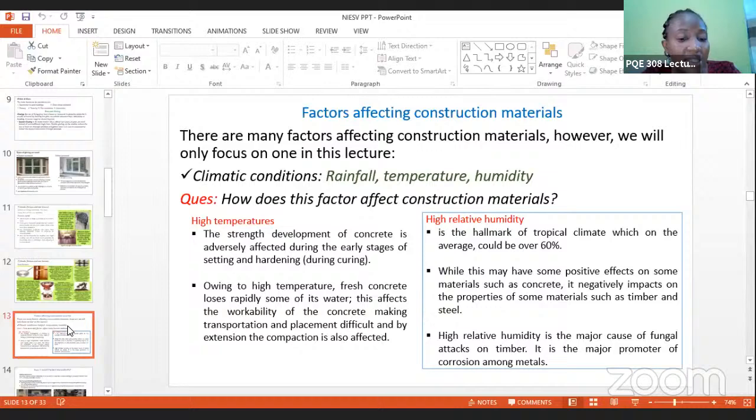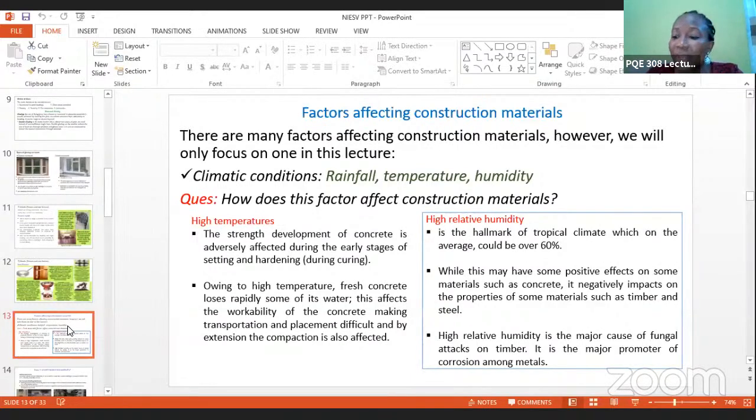And of course, as you see on the screen, the workability of the concrete is affected, making transportation and placement difficult, and by extension, the compaction is also affected. What do we mean by compaction? Compaction means the process of removing air or void from the concrete you've already poured inside your mold. In some construction work that is not that big, immediately they pour their concrete, they will pick a stick and start tapping it. While in big construction works, they use better compaction material, like an electric vibrator, to remove air or void from the concrete you poured.